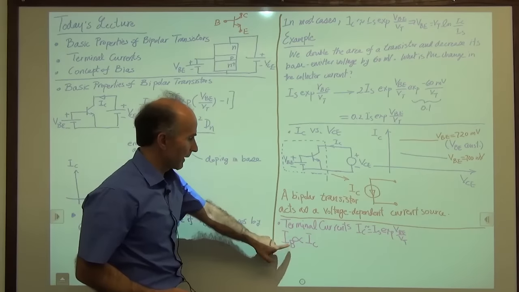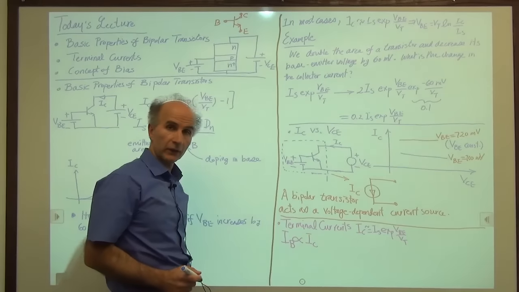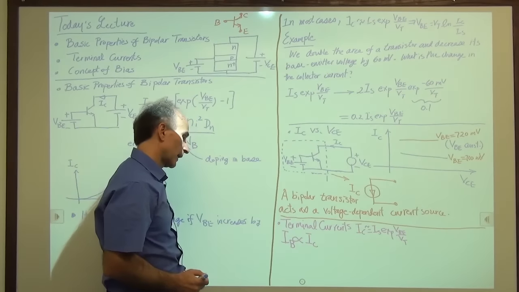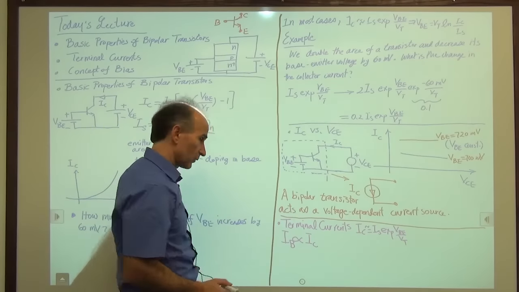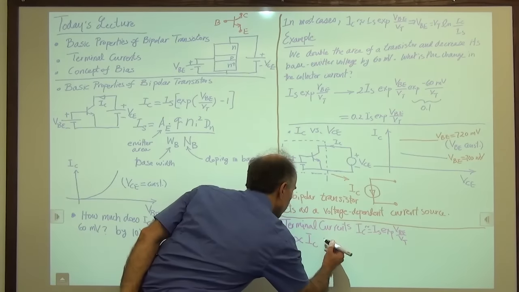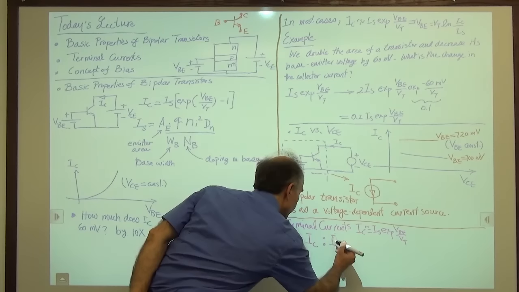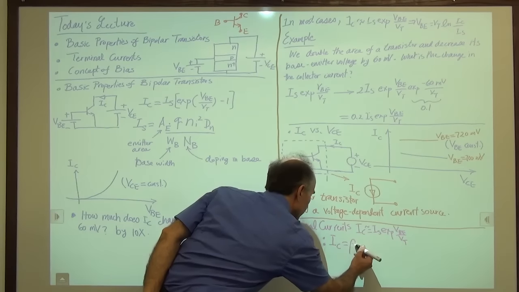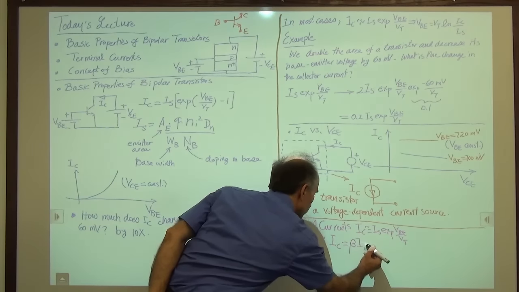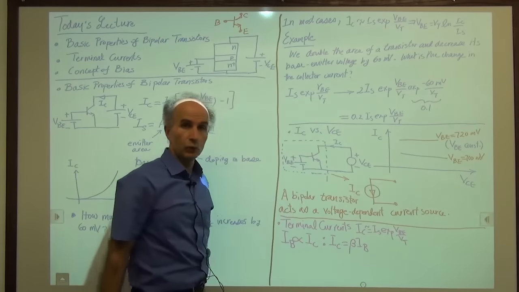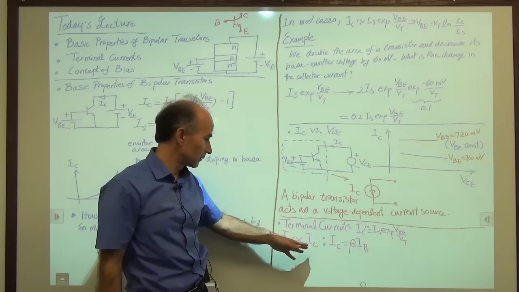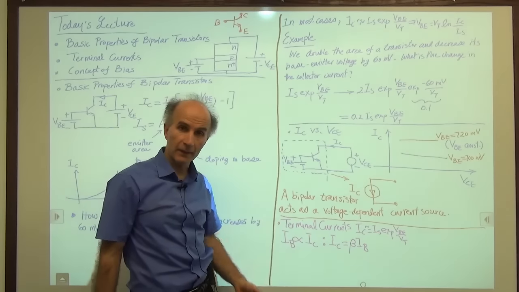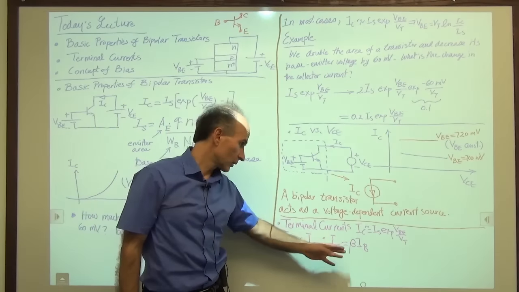IB means the base current, IC means the collector current. And so what do we do? Well, it's common for our notation to write IC is equal to beta times IB. You don't have to write it like this. You can write it the other way. You can say IB is equal to something times IC, some factor. But we usually write it like this.